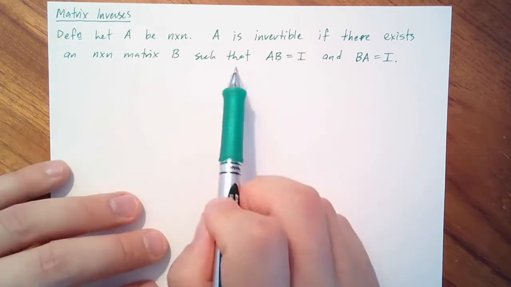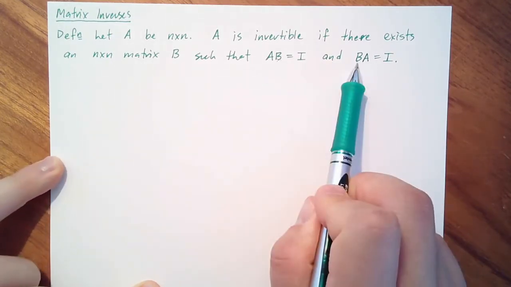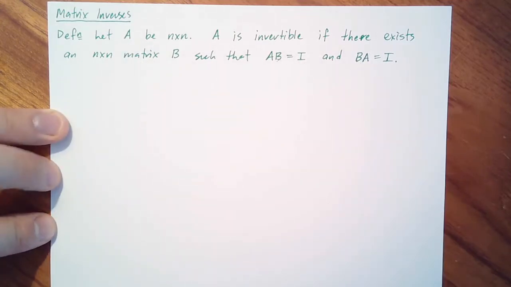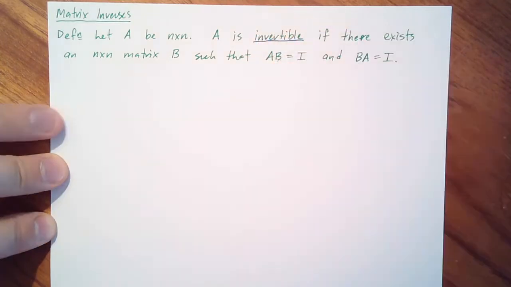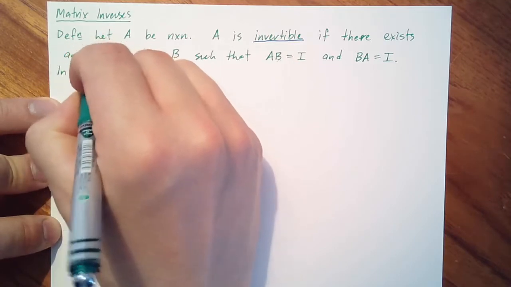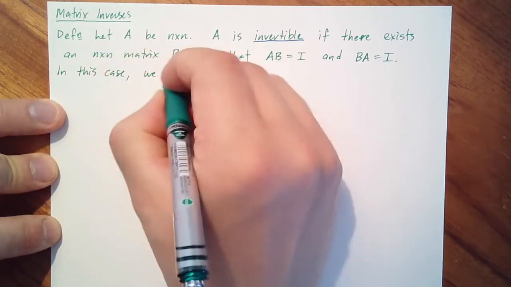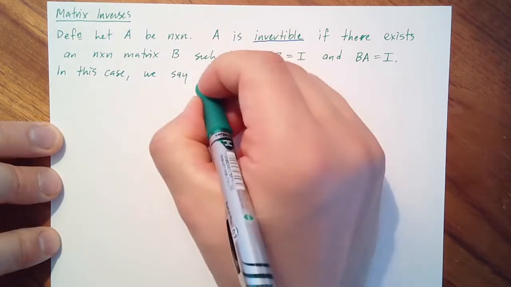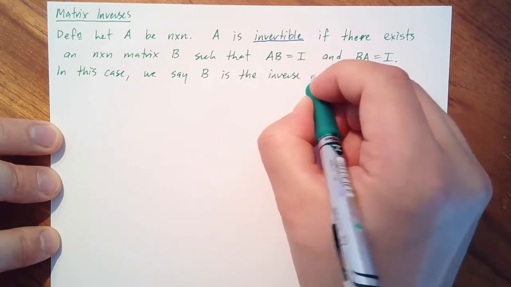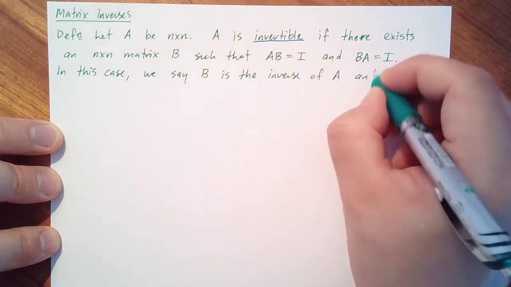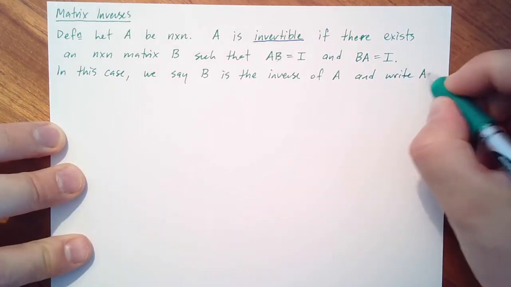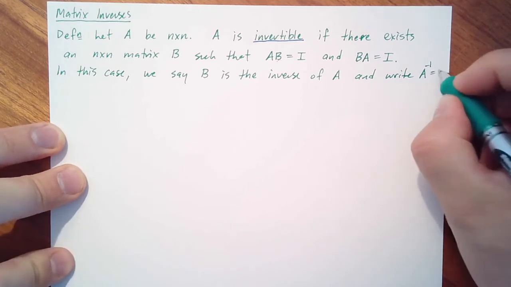So if these two equations are true, and A is a square matrix and B is a square matrix of the same size, then we say that A is invertible. And in this case, we actually say a little bit more. So if this happens, we say the following. We say that B is the inverse of A, and we write A inverse is equal to B.